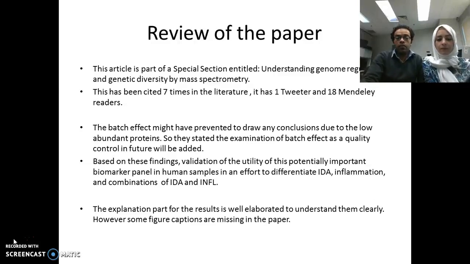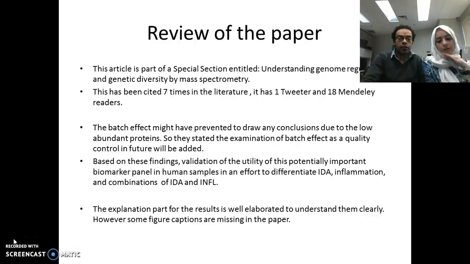Last step, peer review. The article is part of a special section entitled Understanding Genome Regulation and Genetic Diversity by Mass Spectrometry. It has been cited 7 times in the literature. It has 1 tweet and 80 Mendeley readers. The batch effect might have prevented drawing any conclusion due to the low abundant proteins. Based on this finding, validation of the activity of this potential biomarker in human samples is an effort to differentiate between all the groups, between IDA and inflammation.